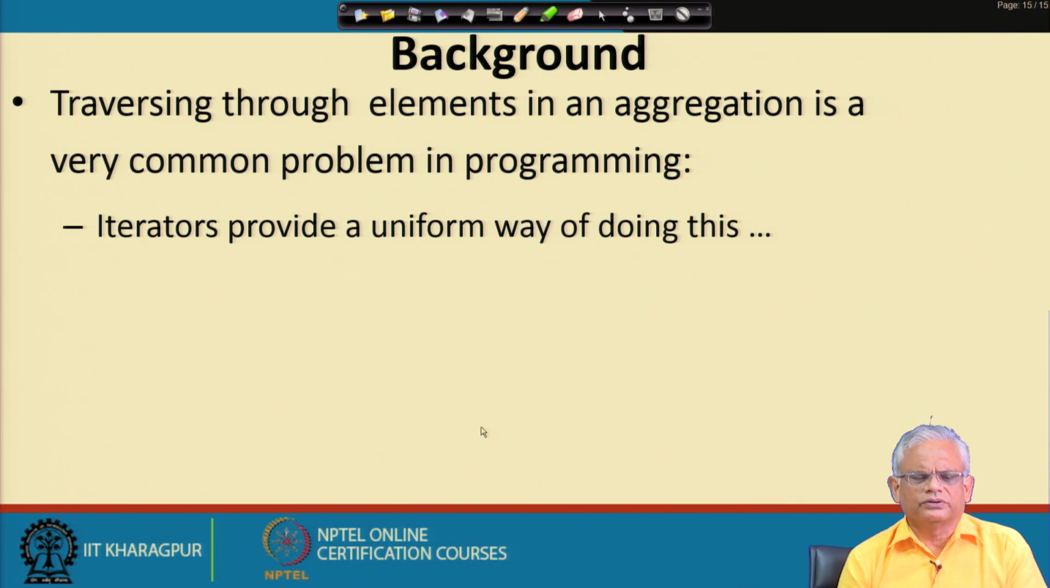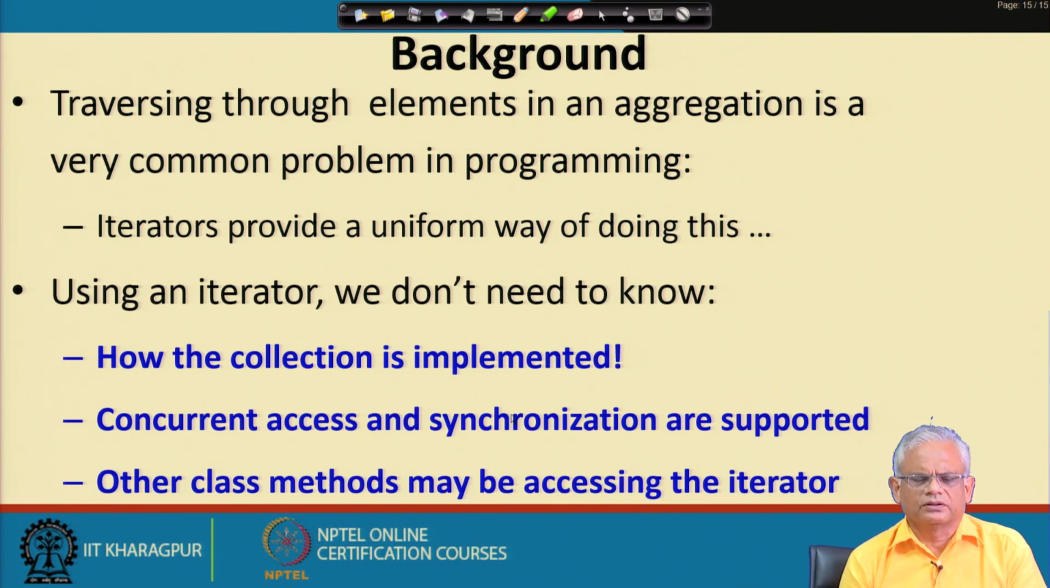The iterators, we know, every Java programmer knows that the iterators provide a uniform way of doing this. When using an iterator, we do not need to know how the collection is implemented, how a tree is implemented. Is the tree implemented on an array list, is it implemented on a linked list, and so on. We do not bother, we just use the iterator.